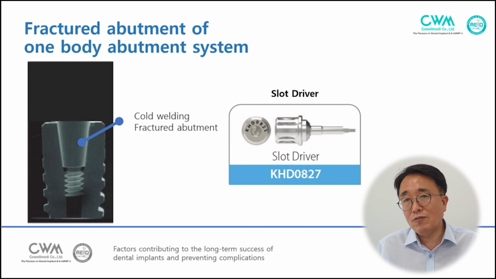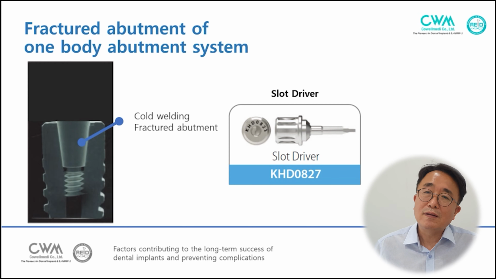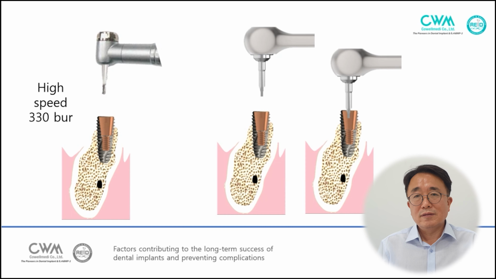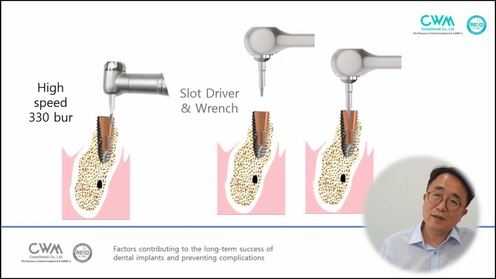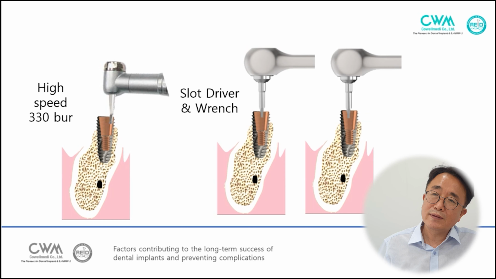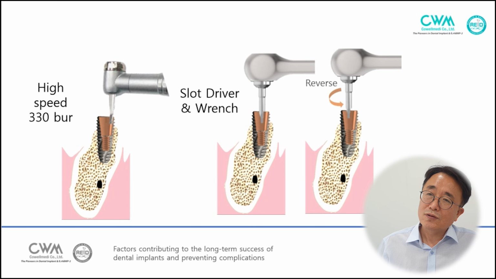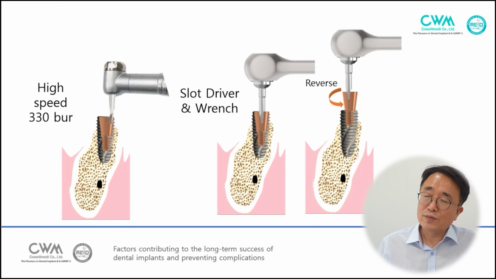And counterclockwise ratchet force will remove this fragment like this. The 330 fixture bar is used with a high speed, and the bar is inserted. And depth is 2.5, and slot driver ratchet and remove.